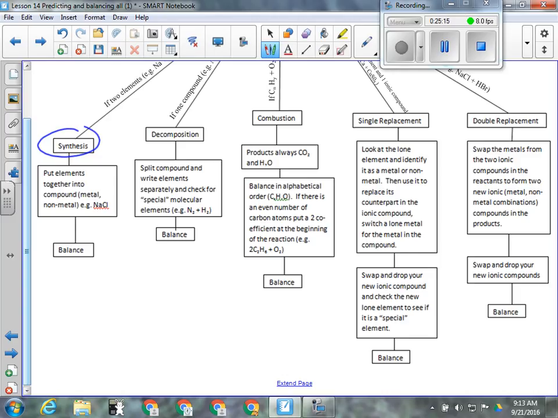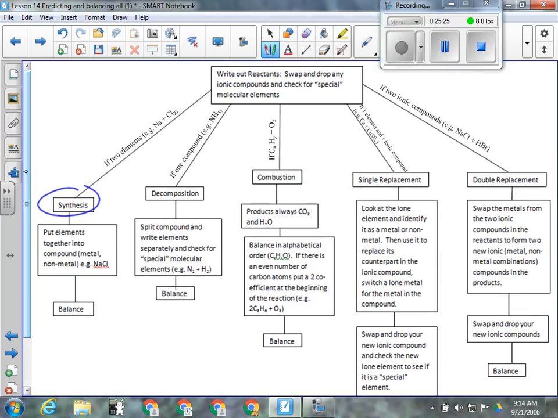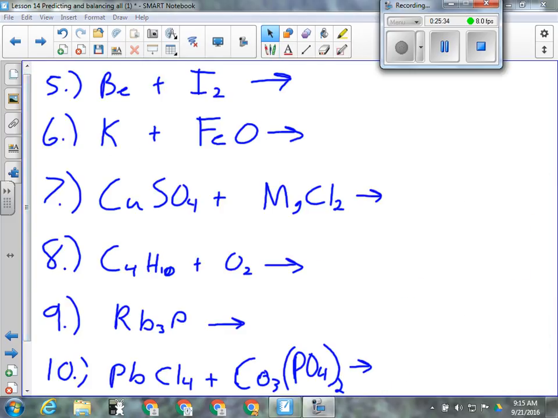If it's two ionic compounds, like NaCl and HBr, it's double replacement. Swap the metals, swap and drop your new ionic compounds, balance the reaction. So if you want to, you can copy down that flow chart, but like I say, it's not something that you necessarily have to have. All right, so I'll give you a few minutes to try these, and then we'll go through them together.